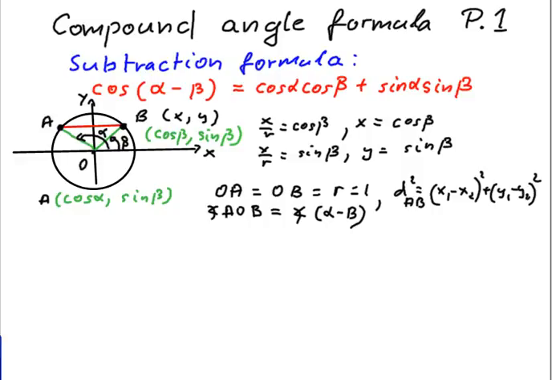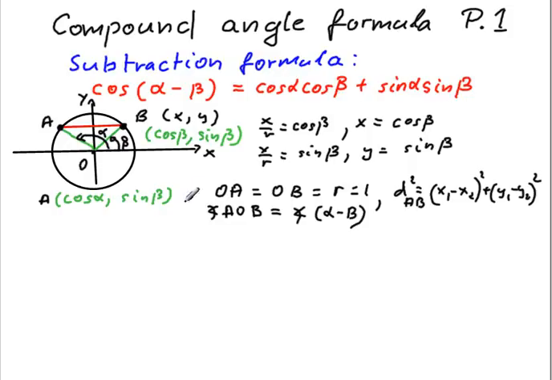All right, compound angle formula part 1. So in this video we'll show that cosine alpha minus beta is equal to the product cos alpha cos beta plus sine alpha sine beta.